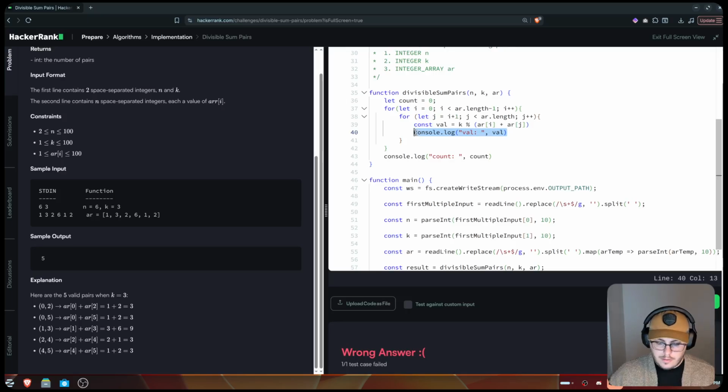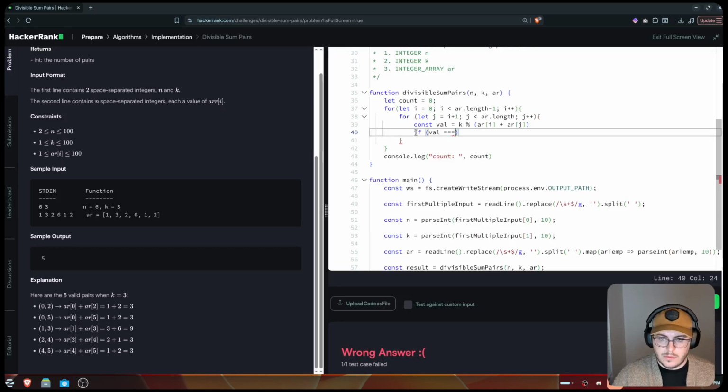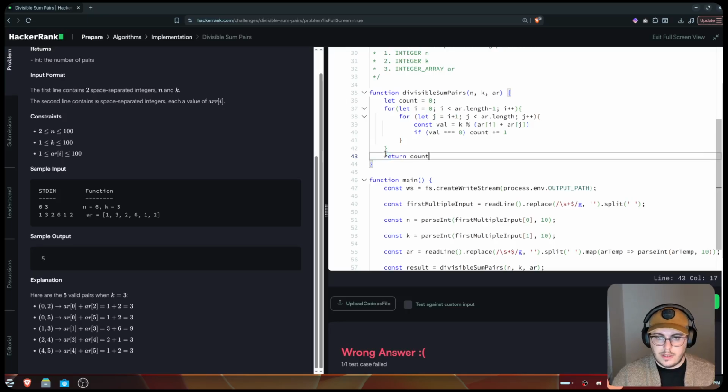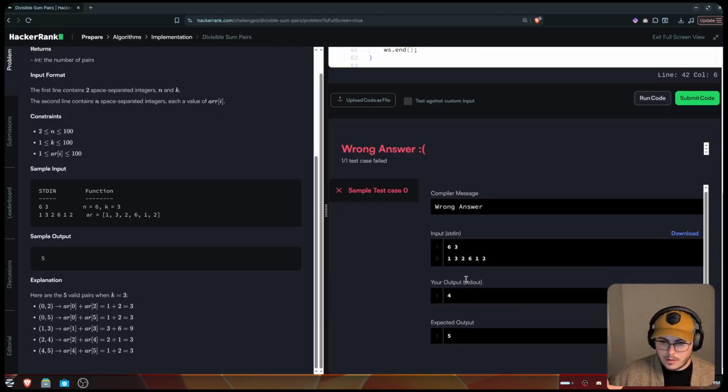So let's say if val is equal to 0, then count plus equals 1. Okay, and then I don't know if we return count like that. Let's run it, see what we get. I think we're gonna get 4. We are gonna get 4.